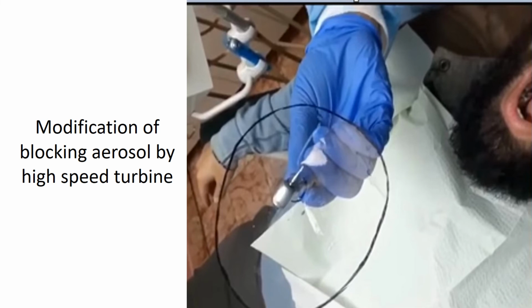There are many modifications nowadays that are very efficient and easy and cheap, like this transparent plastic sheet. We make a hole inside, and we place our turbine, and then we place this sheet on top of the patient's oral cavity. We start drilling, and the sheet will prevent the aerosol from contaminating the area.